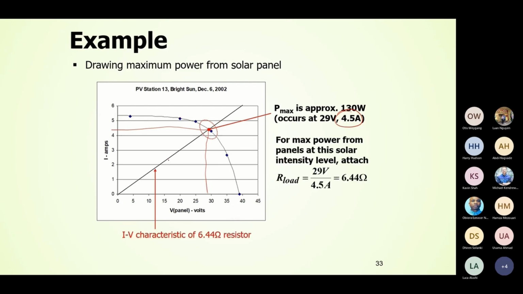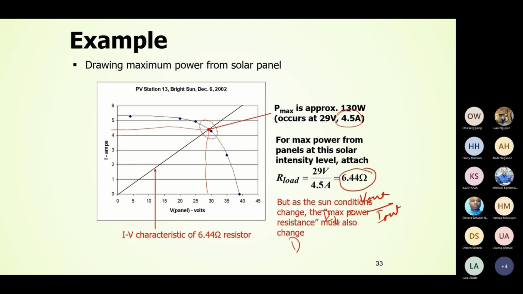If you operate it here or there, you will actually not get the maximum power. So here you see the black long line is for max power from the panels at this solar intensity level. Attach R load equal this, because we know RL equal V out by I out. So we already know this is the out, this is this. So this should be the equivalent load resistance. So just by changing the duty cycle D, we can change the load resistance to make sure that it is 6.44 ohm.